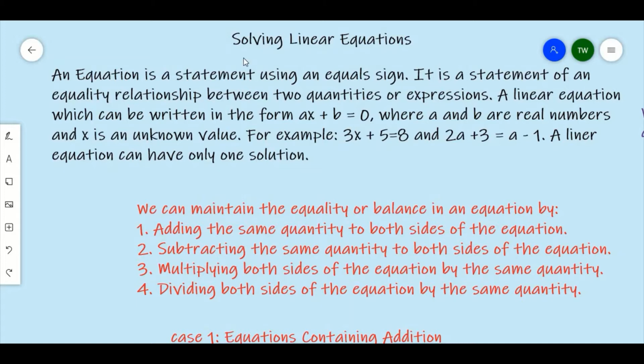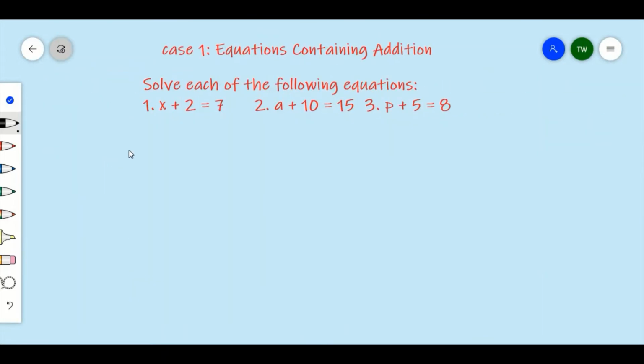Now there are different cases of linear equations. And the first case that we're going to look at is case 1, that deals with equations containing addition. Alright? So case 1, equations containing addition. So solve each of the following equations. Number 1, x plus 2 equals 7.